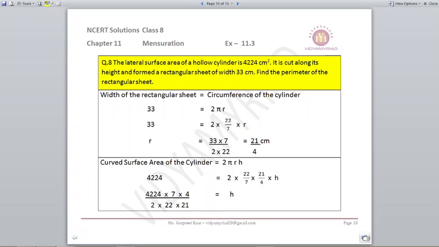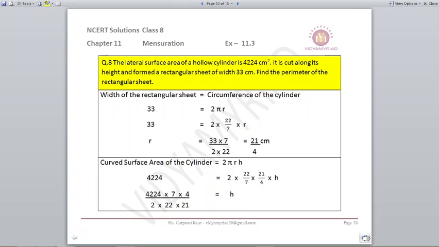Question number 8. The lateral surface area of a hollow cylinder is 4224 centimeters square. It is cut along its height and formed a rectangular sheet of width 33 centimeters. Find the perimeter of the rectangular sheet. Now, when we talk about a rectangular sheet, the width of a rectangular sheet will be same as the circumference of the cylinder as it is rolled.